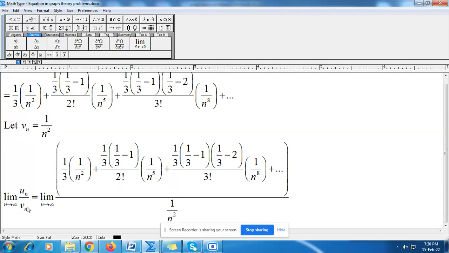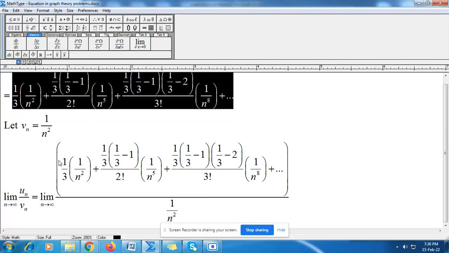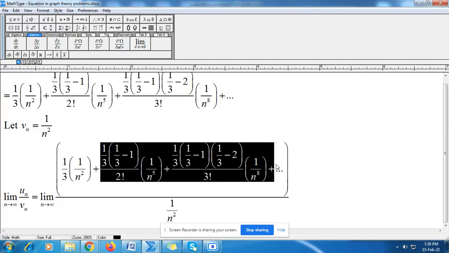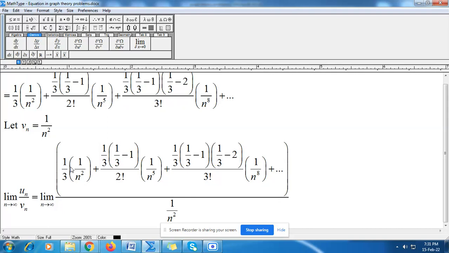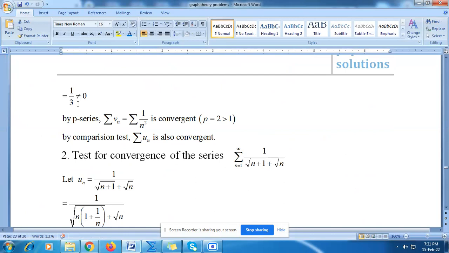Now calculate limit un by Vn as n tends to infinity. So here un is this, divided by Vn, which is 1 by n square. So 1 by n square and 1 by n square got cancelled. We have only 1 by 3, and the remaining terms have n in the denominator. So as n tends to infinity, these terms go to 0. So only 1 by 3 remains. So the limit of un by Vn as n tends to infinity is 1 by 3, which is not equal to 0.